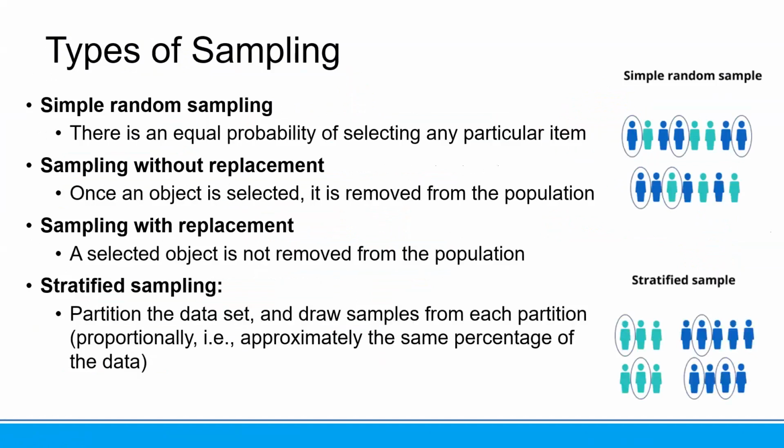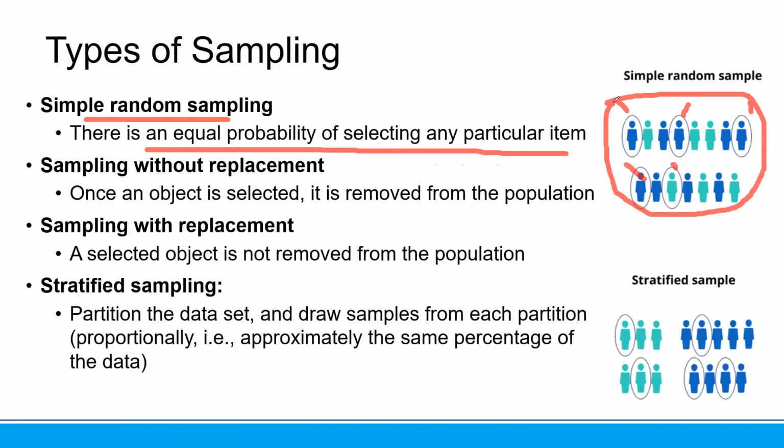Simple random sampling. So there is an equal probability of selecting any particular item. This simple random sampling, we just choose anything. Maybe from this population, I need to choose 5. Then I will choose randomly, just random, and we have some probability to choose this random.